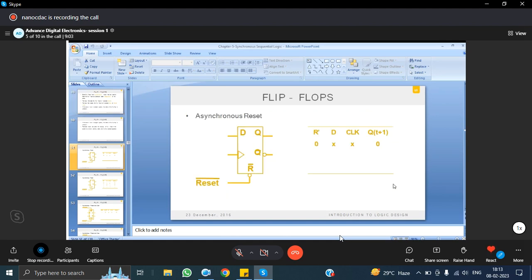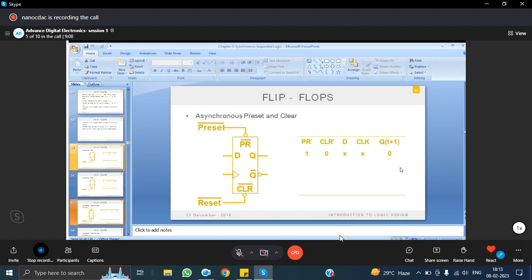The next state of the flip-flop output will go to 0 if you are giving reset bar. Okay, next, preset and reset. Reset is nothing but clear. Preset bar, whenever you are giving the signal, what is happening? Whenever you are giving preset bar, your flip-flop will be set to 1. Whenever you are giving reset, your flip-flop will clear to 0. Don't get confused, this is preset bar. Okay, this is reset bar.